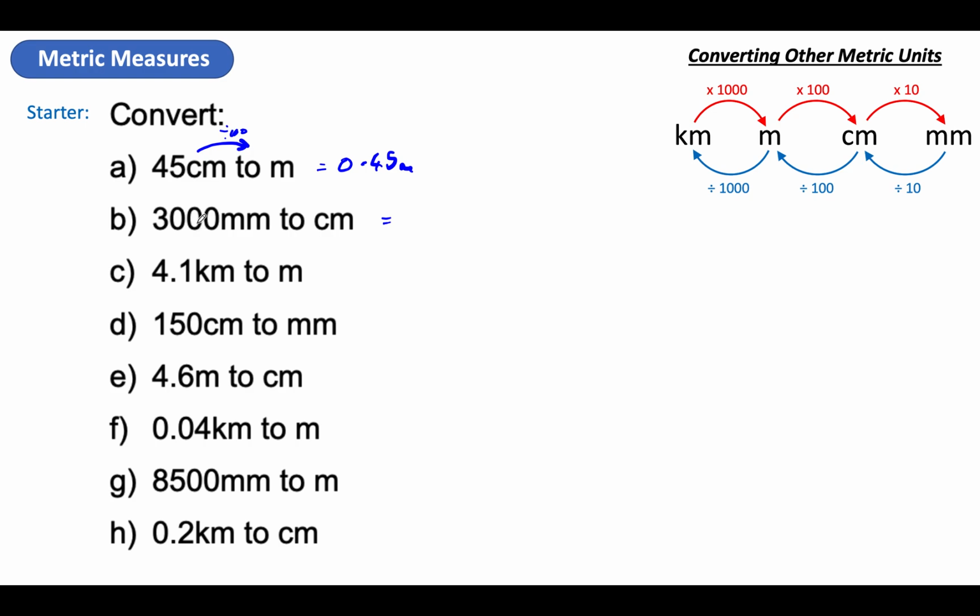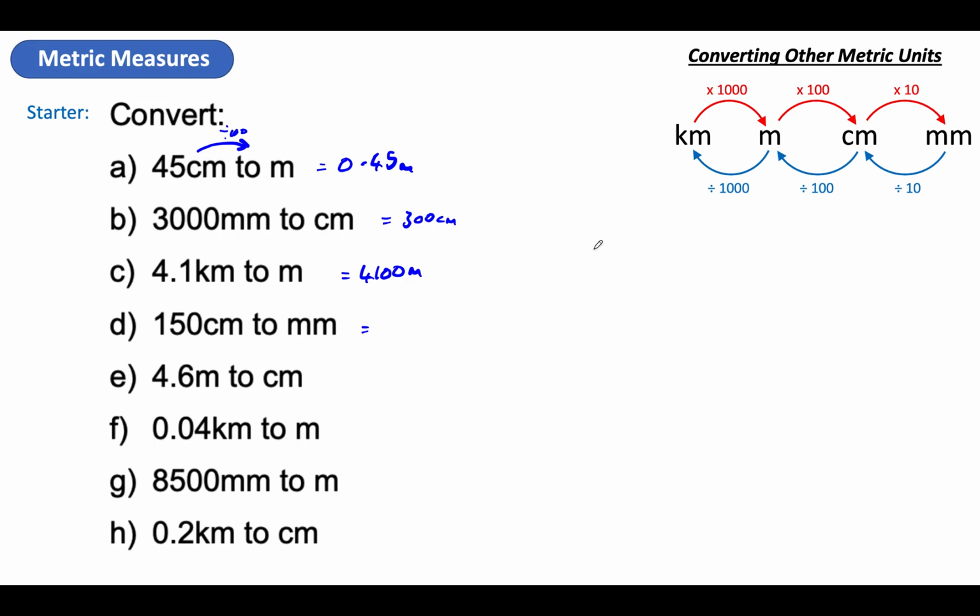Okay, 3,000 millimeters into centimeters. Well, I've got to divide it by 10, so 1 place smaller. So it will be 300 centimeters. 4.1 kilometers to meters. Well, for every kilometer I get 1,000 meters. I'm timesing by 1,000, so it will be 4,100 meters.